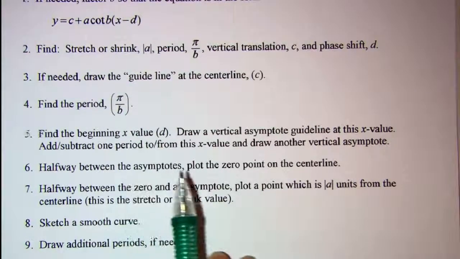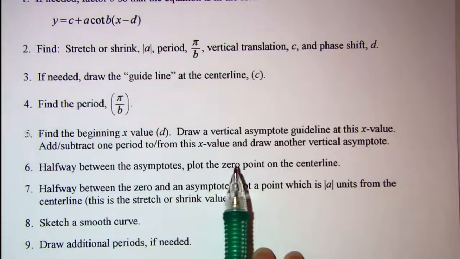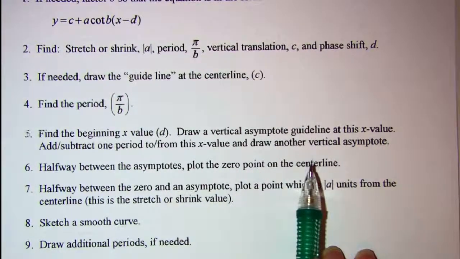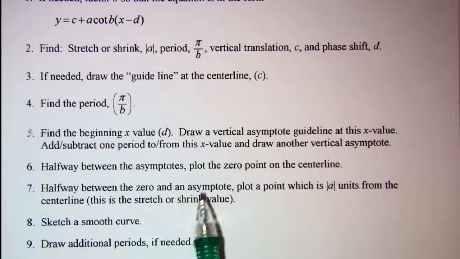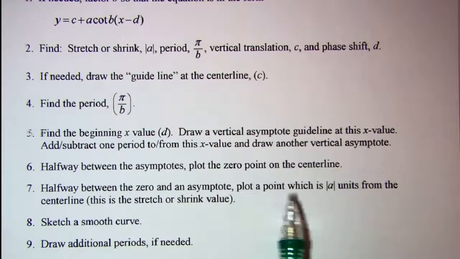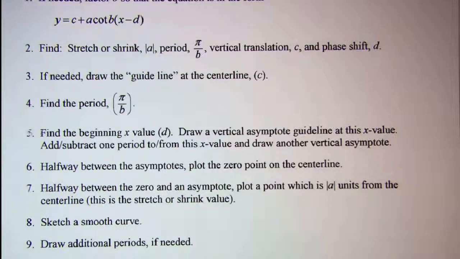Halfway between the asymptotes is the 0 points. We'll put those on the center line. And then halfway between the 0 and the asymptote, plot a point which is A units from the center line. And then sketch a smooth curve.